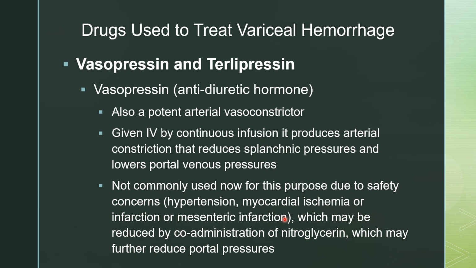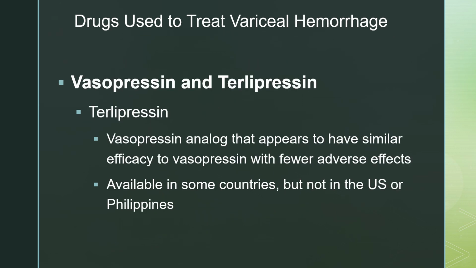However, if you really have to use this, you have to use it with co-administration of your nitroglycerin, which may also further reduce the portal pressures. Your terlipressin is a vasopressin analog that appears to have similar efficacy to vasopressin with fewer side effects. However, it is not available in our country and in the US, but in some other countries, maybe in India or otherwise, it can be available.